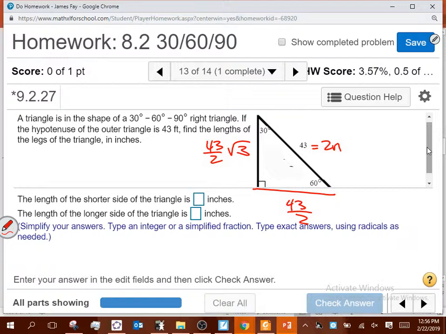Now it says simplify your answers, type an integer or a simplified fraction, type exact answers, use radicals as needed. That's exactly what you have to type in. You can't type in 21.5 radical 2. I don't think it's going to accept that because it's not a fraction. It's a decimal incorporating a radical. So you need to be able to manipulate these things in all versions, decimals and exact values.